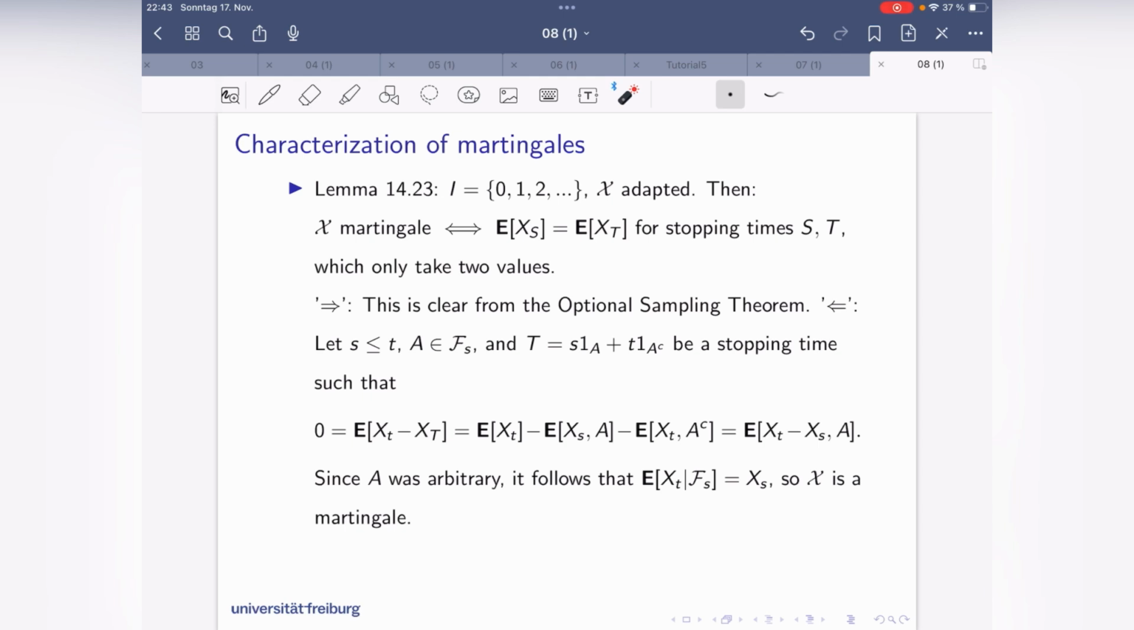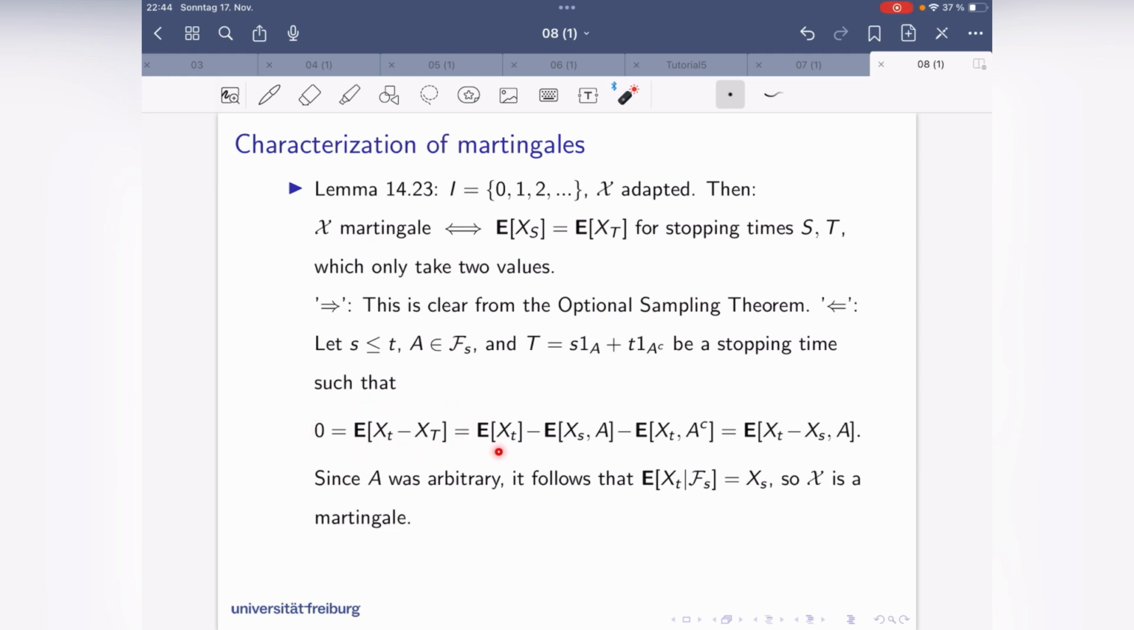And for the other direction, I wrote it down here. Take an arbitrary set A in F_s and this stopping time here, S_1, that's S if A occurs and T if the complement of A occurs. A is in F_s, so by time S it can be decided, so the usual thing, so T less or equal to S can be decided using information in F_s. And when you do this, we're going from right to left, so this here holds. So this difference here must be 0.